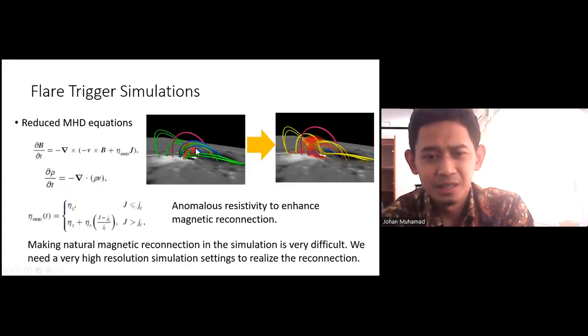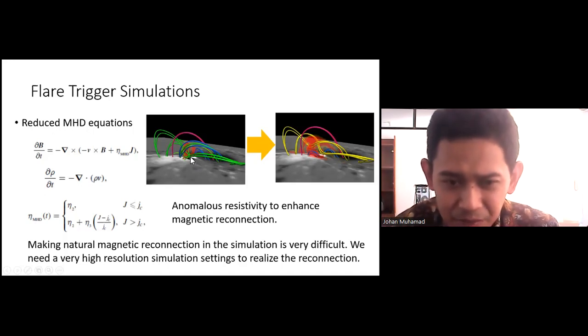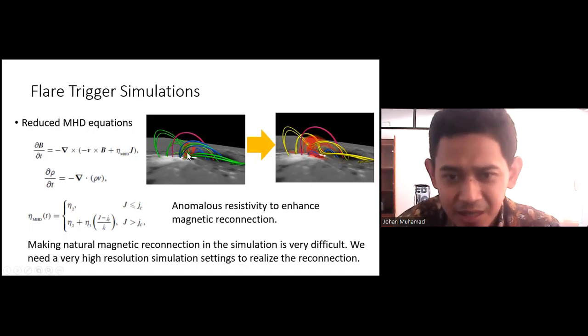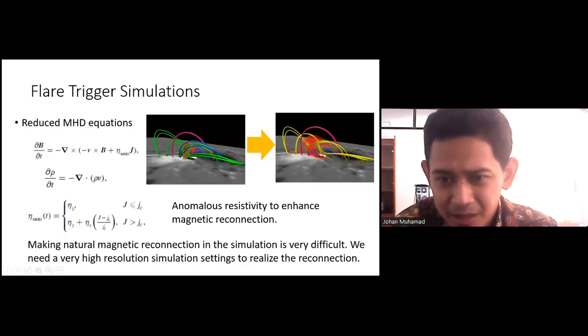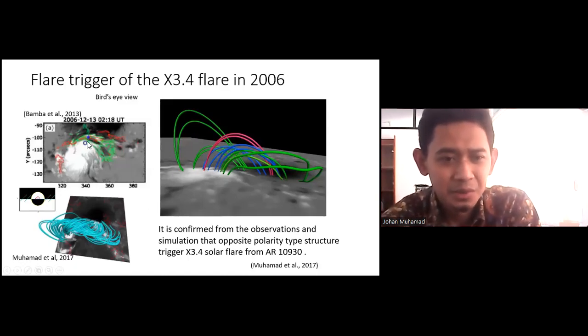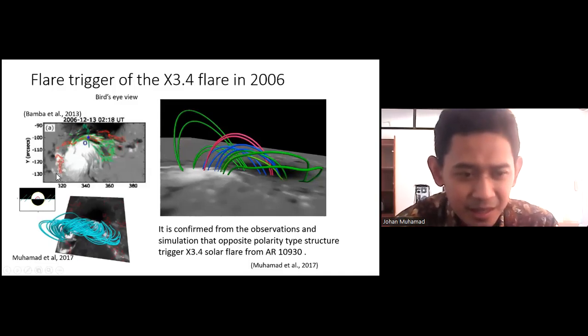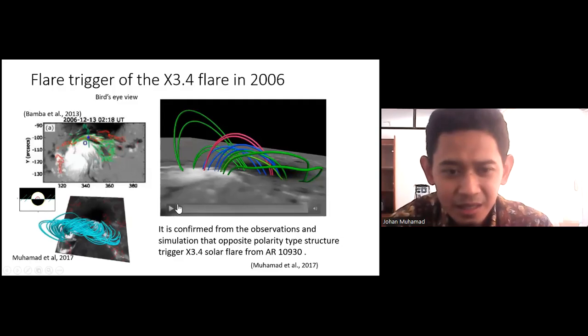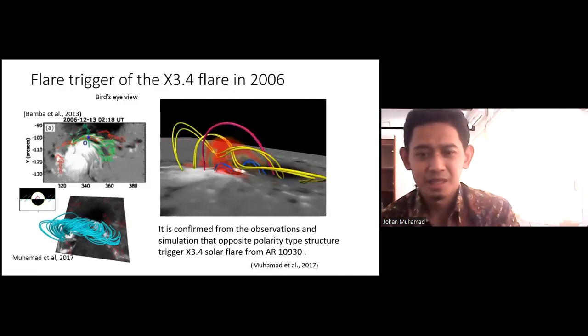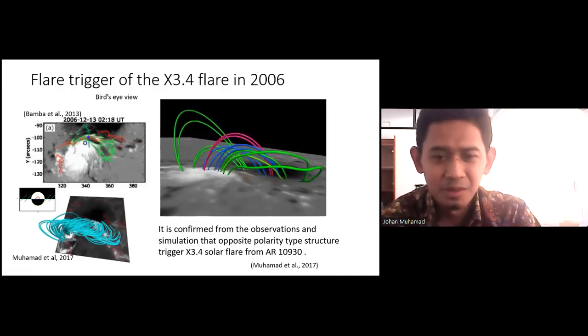So once we introduce this and impose the virtual perturbation here, the magnetic field lines here will reconnect. The original magnetic field lines look like this, but then they will reconnect, and a more elongated twisted magnetic flux rope will be created like this. Then we impose many possible perturbations like this one, and it's confirmed from the observations and simulation that an opposite polarity type structure triggers the X3.4 solar flare from this active region.